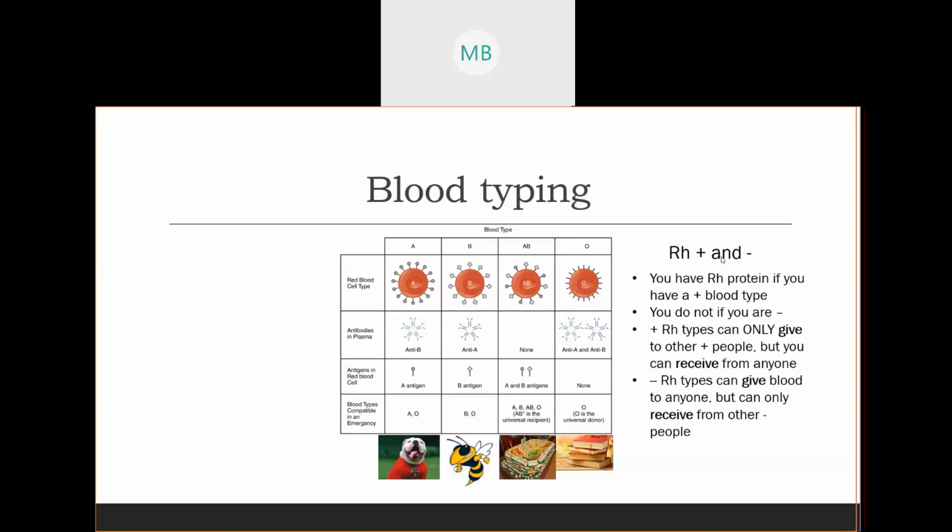Okay. To make this slightly more complicated than it already is, they've discovered a secondary protein called the rhesus protein. Some people have the Rh factor, or the rhesus protein, and other people do not. If you have the rhesus protein, or the Rh factor, congratulations, you are a positive blood type. If you do not have the Rh factor, you are a negative blood type. It's a do-you-have-this checkbox, yes or no kind of deal.